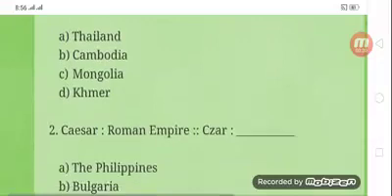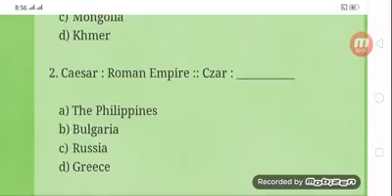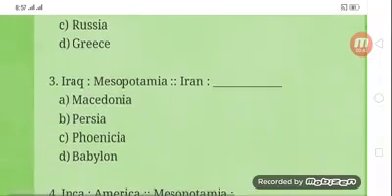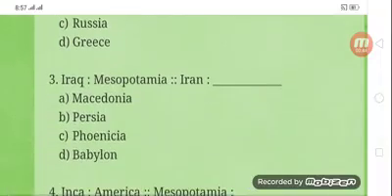Okay, so it's Mongolia. Next one, Caesar is a Roman Empire, and Tsar is in Russia. Okay, it's a short form of Caesar, of the Romans. That's Tsar of Russia. Letter C. Next, number 3, Iraq's old name is Mesopotamia, and Iran's old name is Persia.